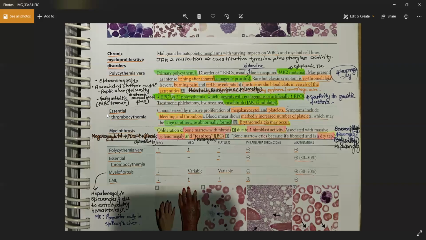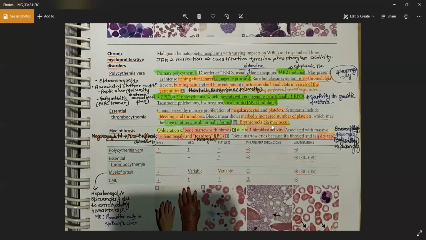Now comes the essential thrombocythemia, in which you're having a very high production of the megakaryocytes, and so the platelets. You will be having a very high number of platelets. But see, all of these disorders are involving a JAK2 mutation. So in case of polycythemia vera, it's not just the increased RBC. Along with that, you will be having a high production of WBCs and platelets also. Similarly, in case of essential thrombocythemia, you will sometimes have a high production of RBCs as well as WBCs, but not every time, sometimes only, right?